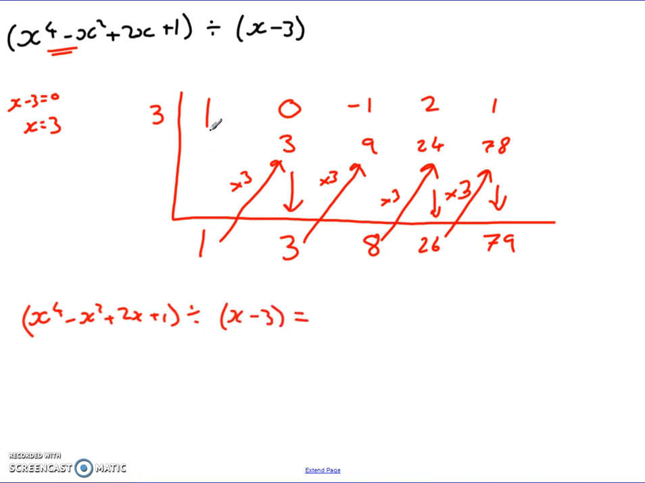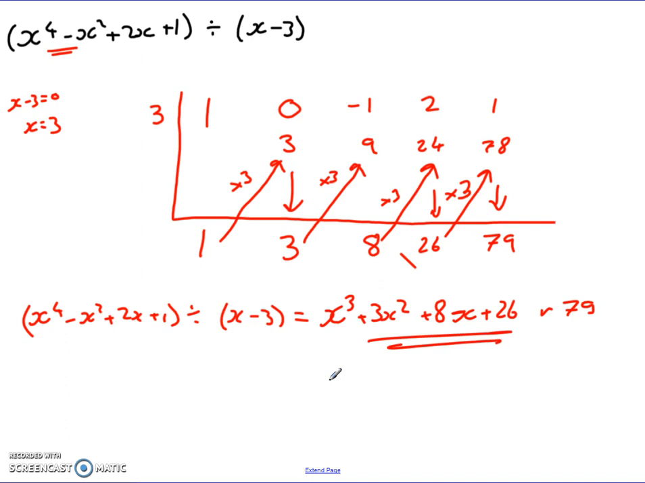gives me, and remember the powers come down, so this was an x to the 4, it's now an x cubed, x cubed now becomes x squared, squared becomes an x, x becomes a constant. So that gives me x cubed plus 3x squared plus 8x plus 26, remainder 79. So that gives me that. So there's my quotient and there's my remainder right there. So that's those two questions.